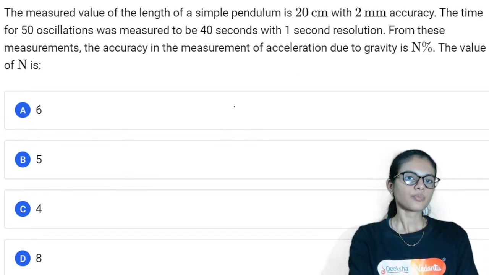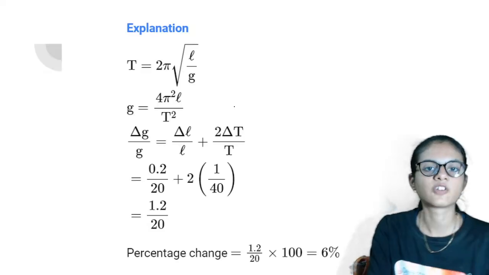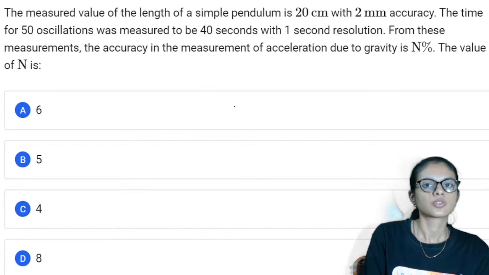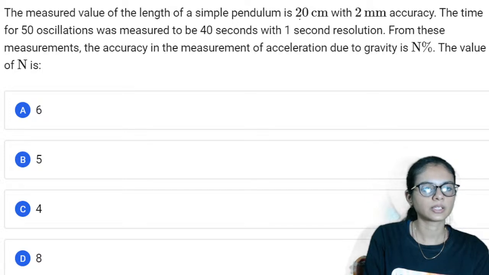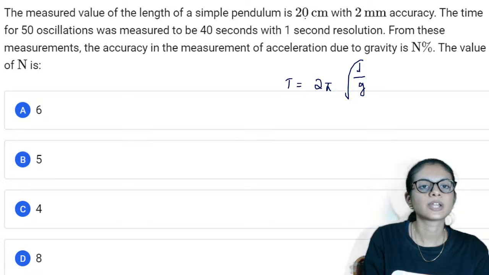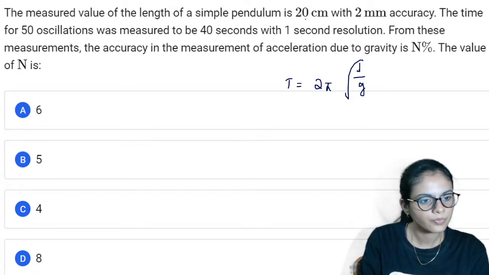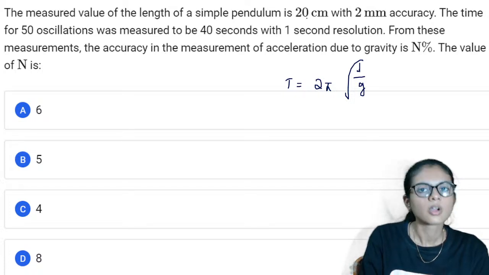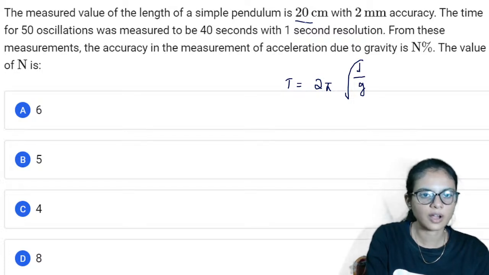Okay, so the measured value of length and simple pendulum. The simple pendulum formula, if you know it, good; if you don't know, it is 2 pi into root of L by g. This is the time period of a simple pendulum. So it's given the measured value of error analysis. I didn't find that.